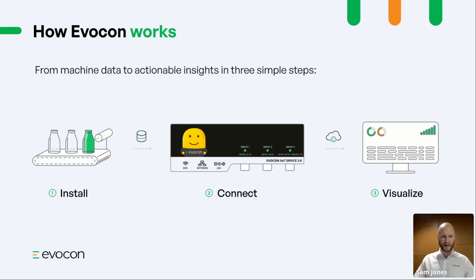One of the key benefits of the system is that it's very easy to set up. Implementing Evacon is a very low risk project requiring minimal investment of your own resources. It's as simple as plugging in or attaching sensors to your production assets, connecting them to the IoT module, doing some light configuration of your database settings, and all of this allows you to visualize your production data from day one.